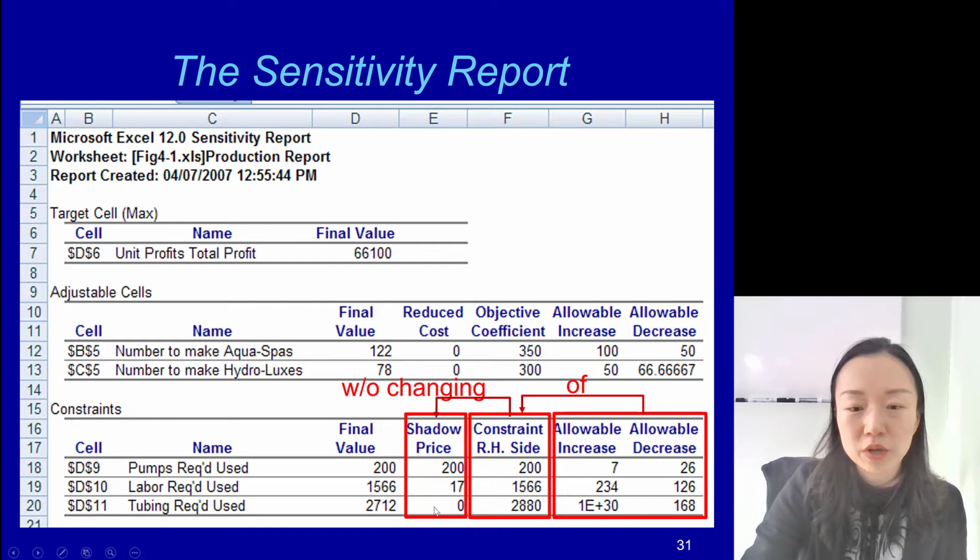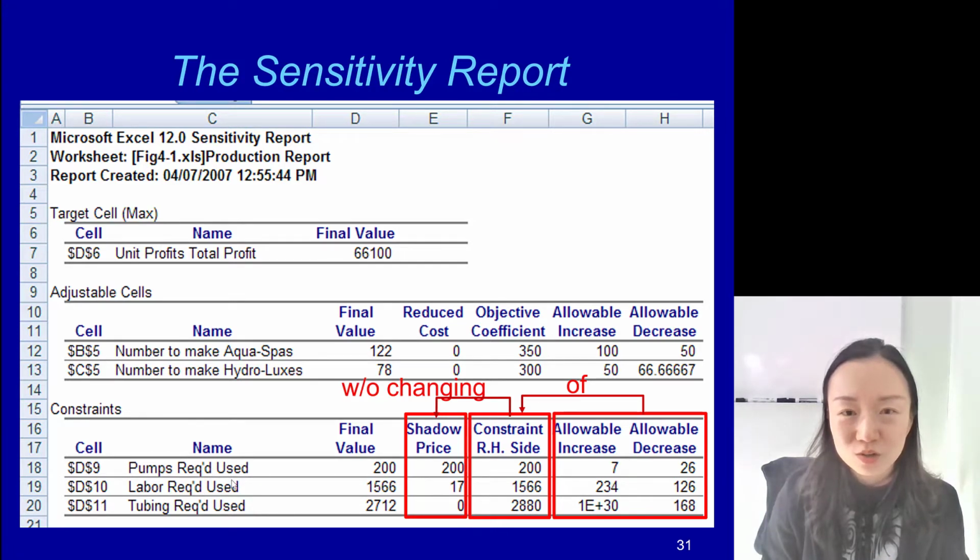Okay, so here we introduce the concept of a binding constraint. The pumps and the labor, those two constraints are binding constraints because those are the ones that determine where the current optimal solution is.